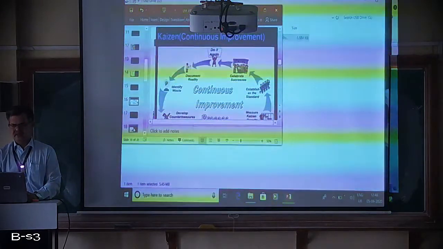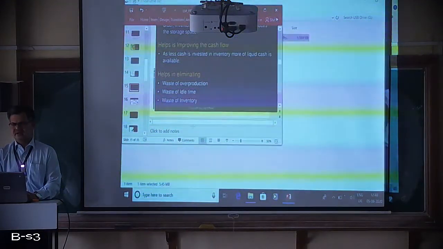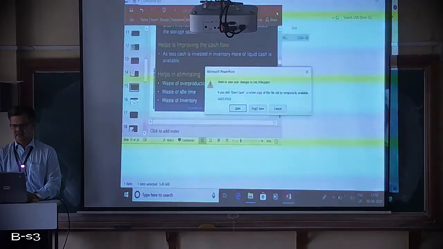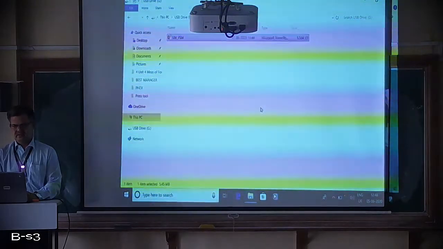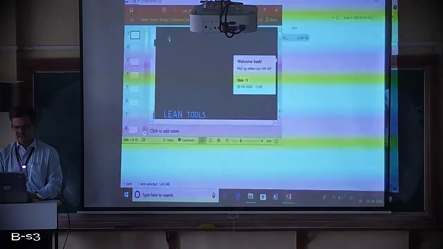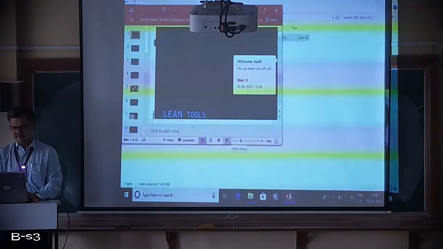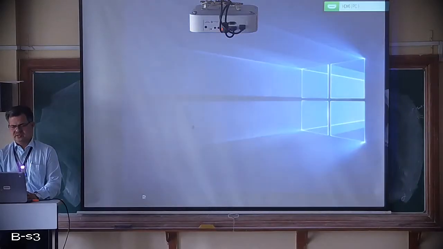I'll take this up in the next lecture, continuous flow and the rest. Today I told you about these aspects, just the lean tools, just to go through them.